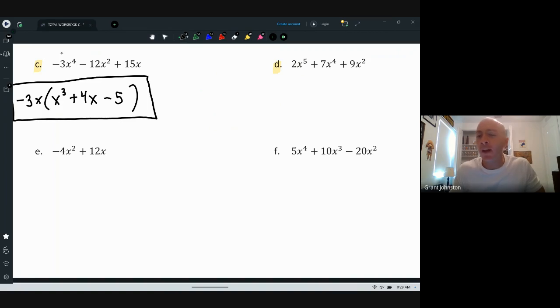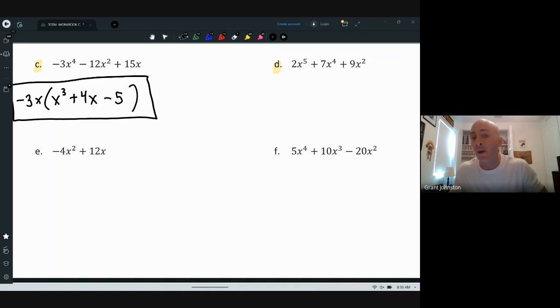Well, 2 only has factors of 1 and 2. 7 has a factor of 1, and even 9 has a factor of 1, but they're odd numbers. They don't have a factor of 2. So on this, you can't factor out any number. Sure, you could factor out a 1, but that's pointless, right? So we can't factor out a number. There's not a greatest common factor with these, I guess, other than 1, but we're not going to factor out a 1. That's silly.